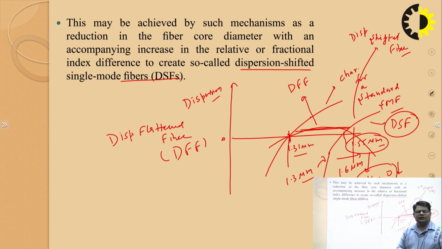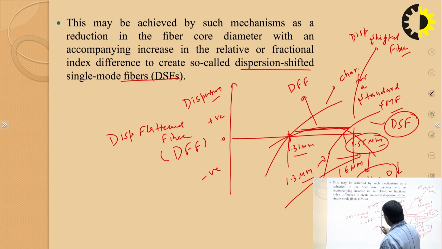Another type of fiber that we can get after modifying the dispersion characteristics of single mode fiber can be a positive dispersion fiber or a negative dispersion fiber. For example, this standard single mode characteristics can be shifted to a point below this 0. So we can get the characteristics or response like this. Here we have the positive values for the dispersion, here we have the negative values.